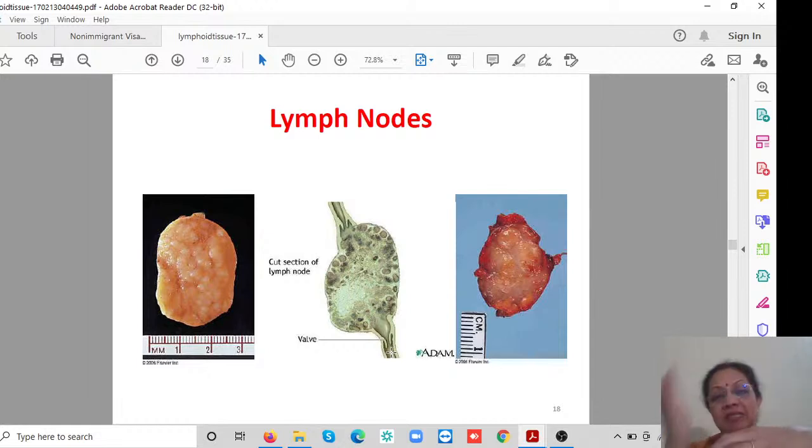The convex side is where the afferent lymphatic channels are coming in. The concavity, the hilum area, is where the efferent vessels are going to go out, both its artery and vein as well as its lymphatic efferent capillaries.